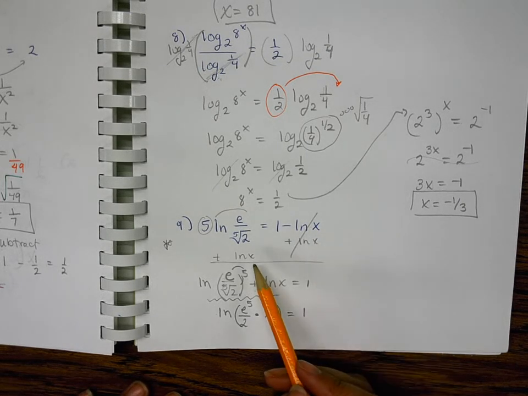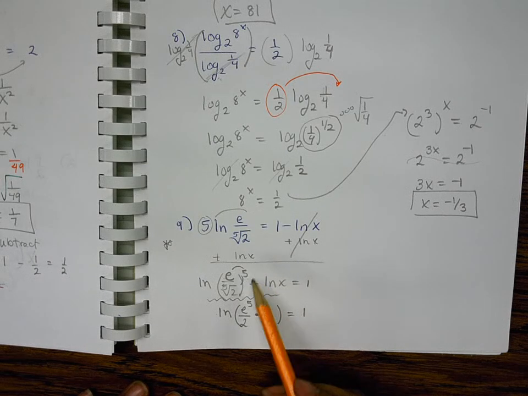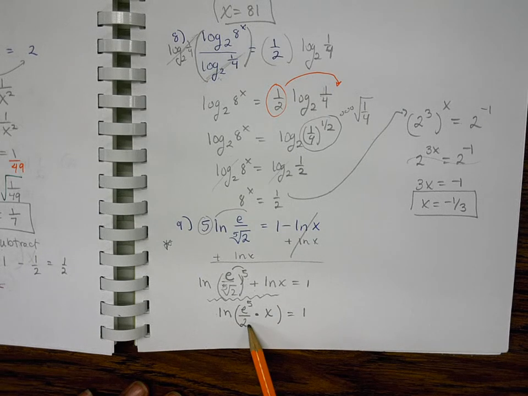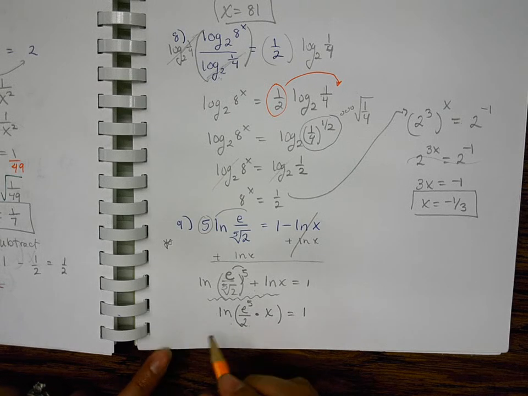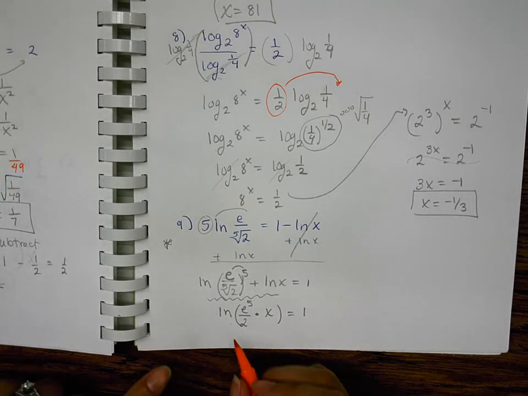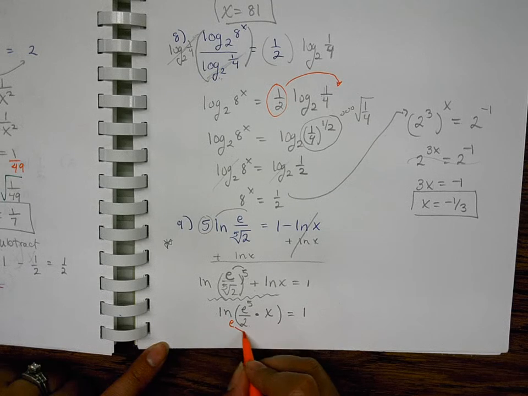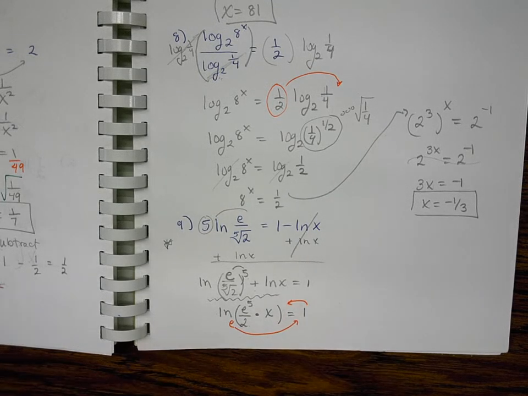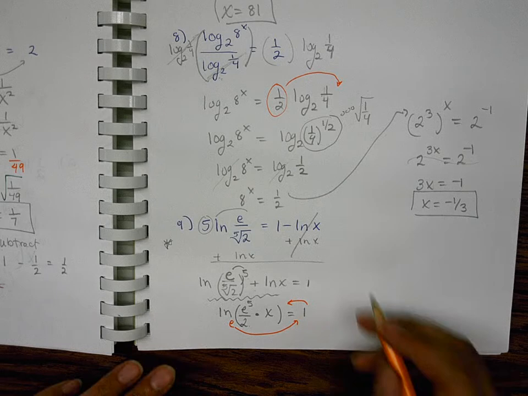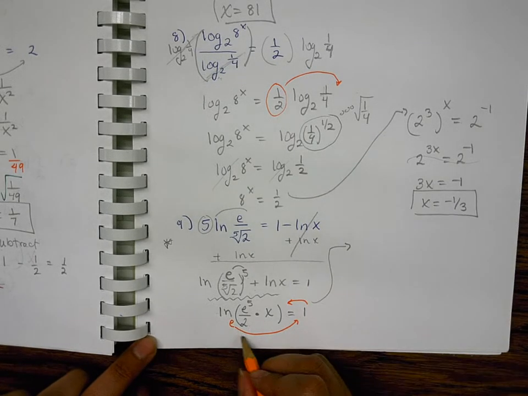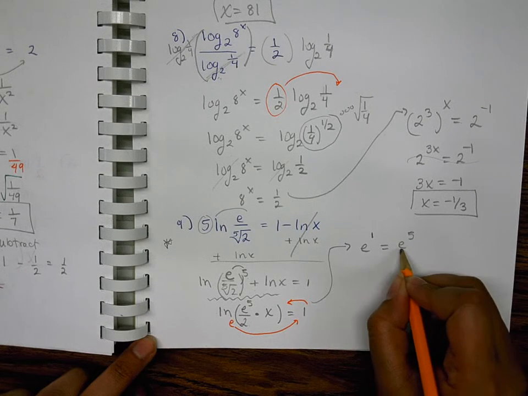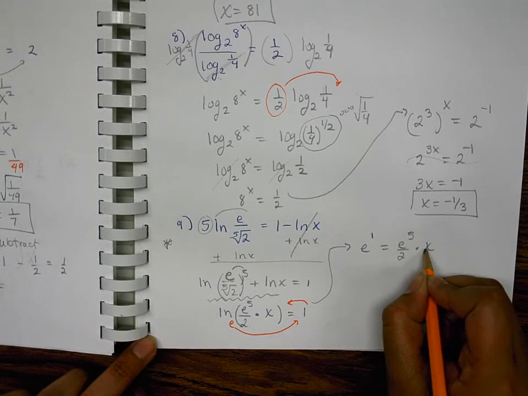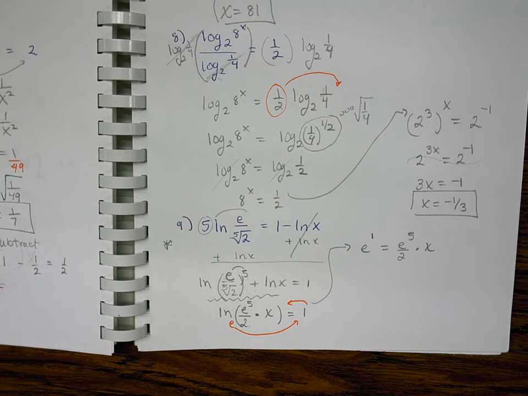All right, so what did I do? Brought the ln over, plus ln x, and I brought the 5th power up, e to the 5th, 5th root of 2 to the 5th, which is just 2, condensed it with multiplication, and now what's the base here that I do not see? It's not 10. It is e. Why? Because it is ln. So when I rewrite it, what is it going to look like? E to the first power equals e to the 5th over 2 times x.